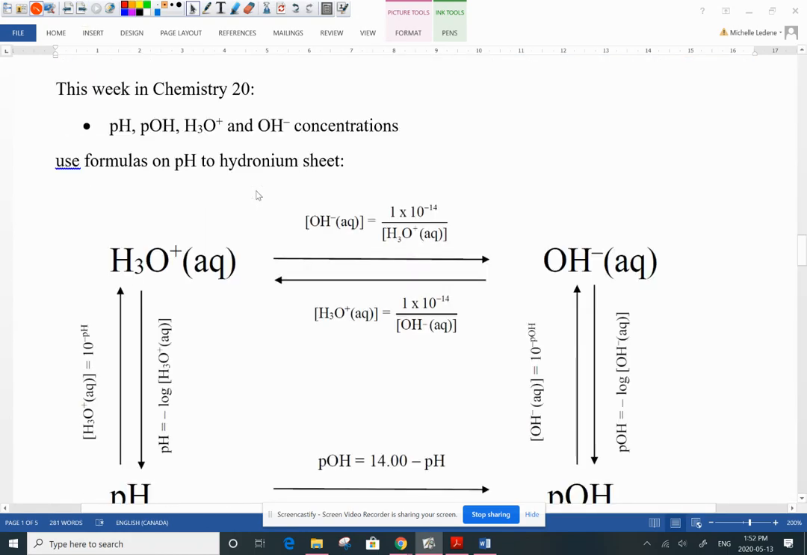Okay, so this week we're doing pH and pOH calculations, learning how to calculate hydronium and hydroxide and convert between all these different things. I have supplied you guys a handout sheet that has all of these formulas.